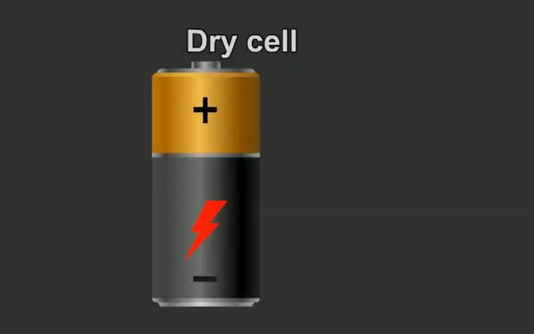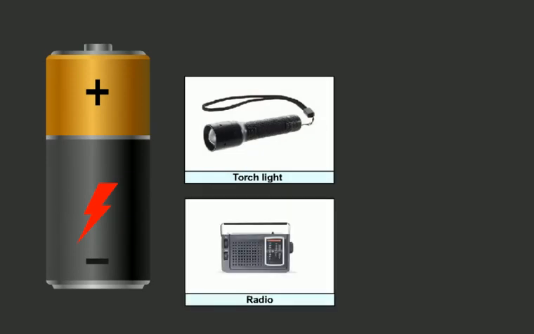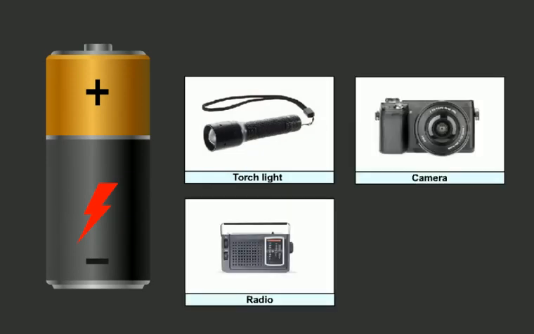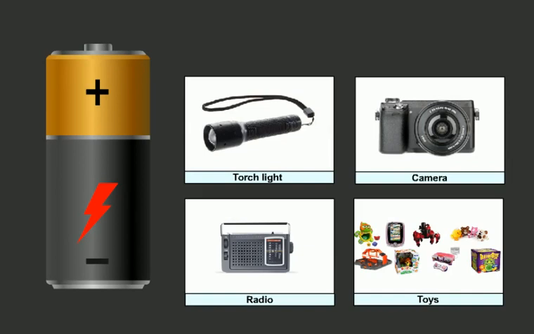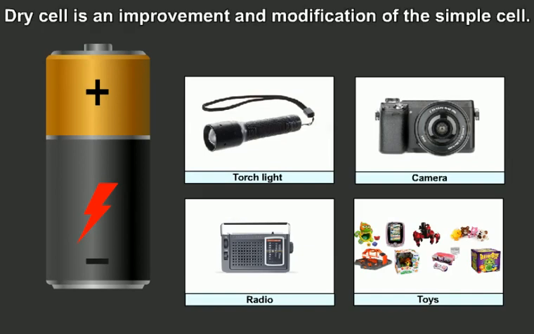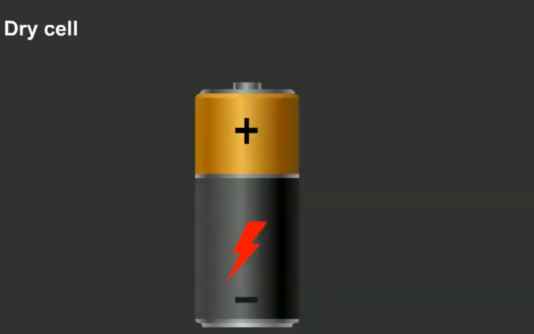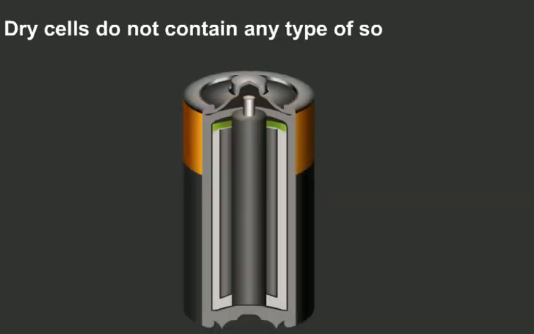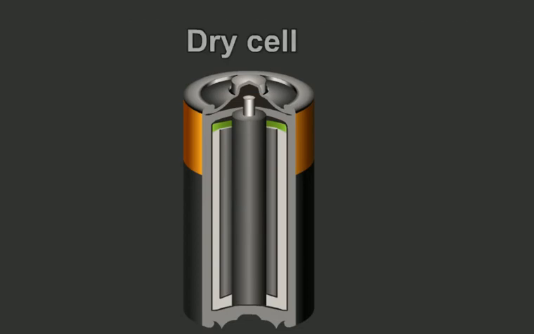We use dry cells in torchlight, radio, camera, and many toys. It is an improvement and modification of the simple cell. Students, dry cells do not contain any type of solution in them. So that's why it is called a dry cell.